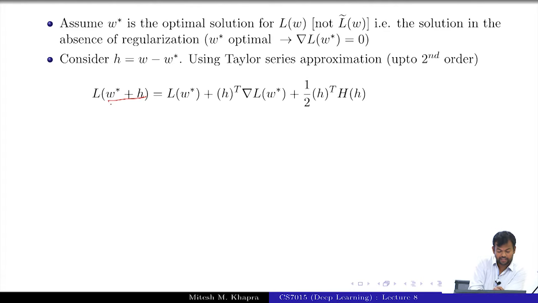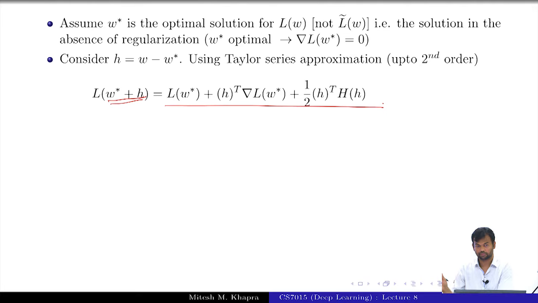That the value of the function at this neighborhood point is equal to this. All of you know Taylor series well now, right? So is that fine? I don't need to really go over this, right? Everyone is okay with this? This is approximation up to the second term, second order derivative.